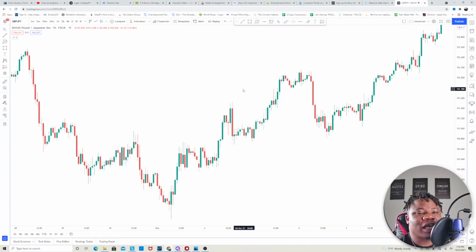We're going to be looking at this strategy on the 1 hour time frame, and we're actually going to be using two indicators for this strategy.